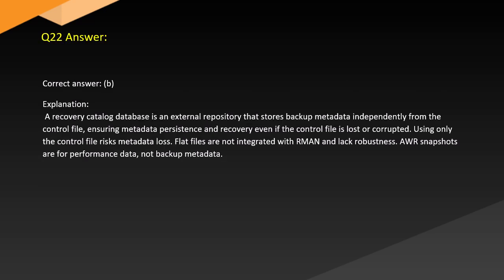Answer. Correct answer, B. Explanation. A recovery catalog database is an external repository that stores backup metadata independently from the control file, ensuring metadata persistence and recovery even if the control file is lost or corrupted. Using only the control file risks metadata loss. Flat files are not integrated with RMAN and lack robustness. Snapshots are for performance data, not backup metadata.